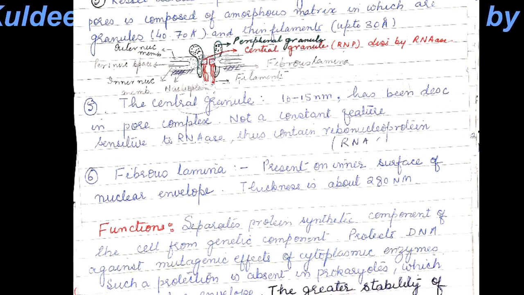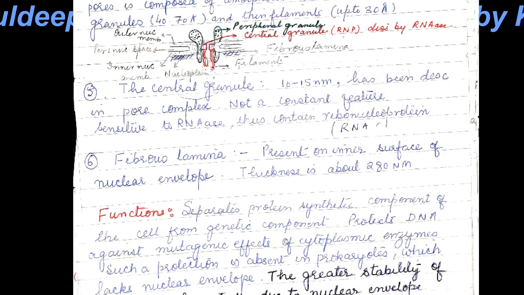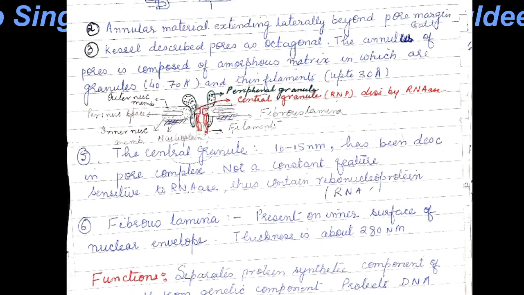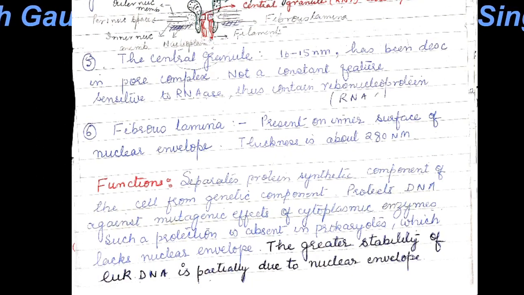Following the innermost membrane is the fibrous lamina present on the inner surface of the nuclear envelope. Its thickness is around 280 nanometers. So this is all in the structure of the nucleus.